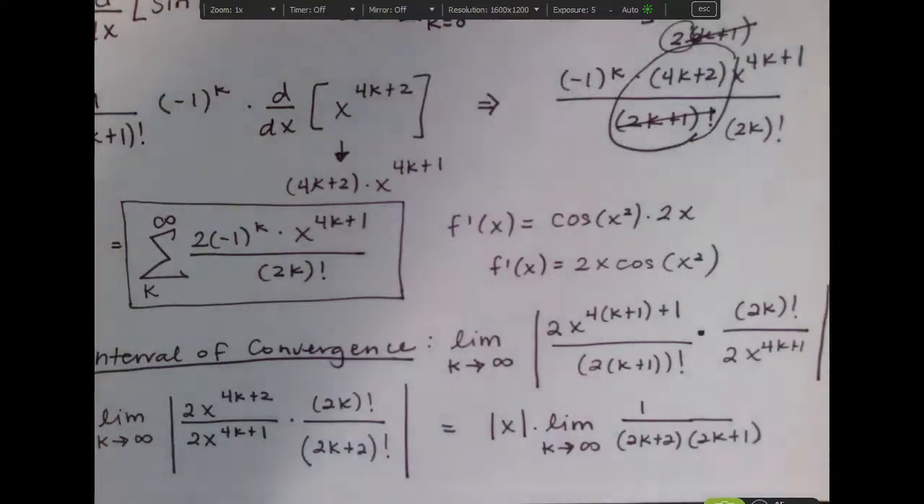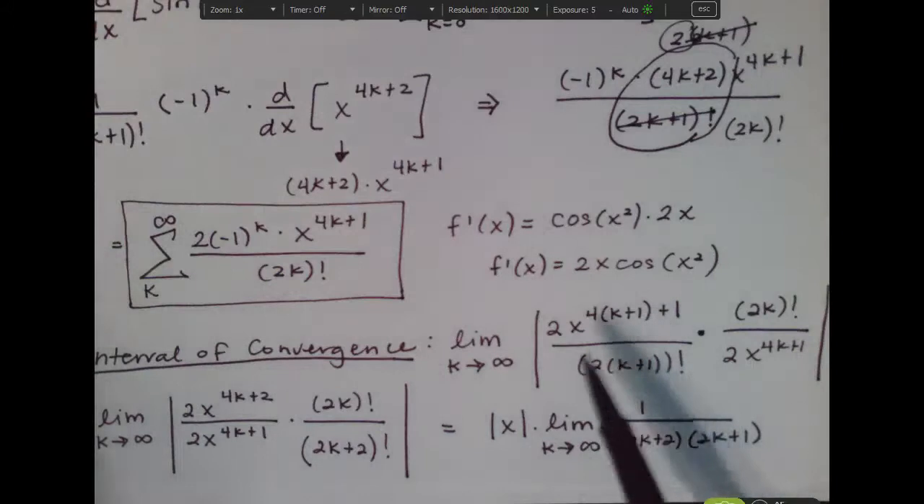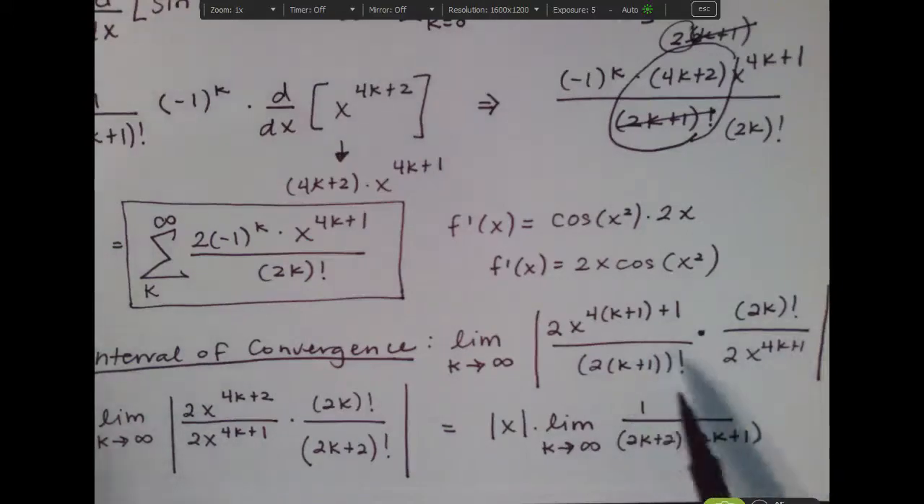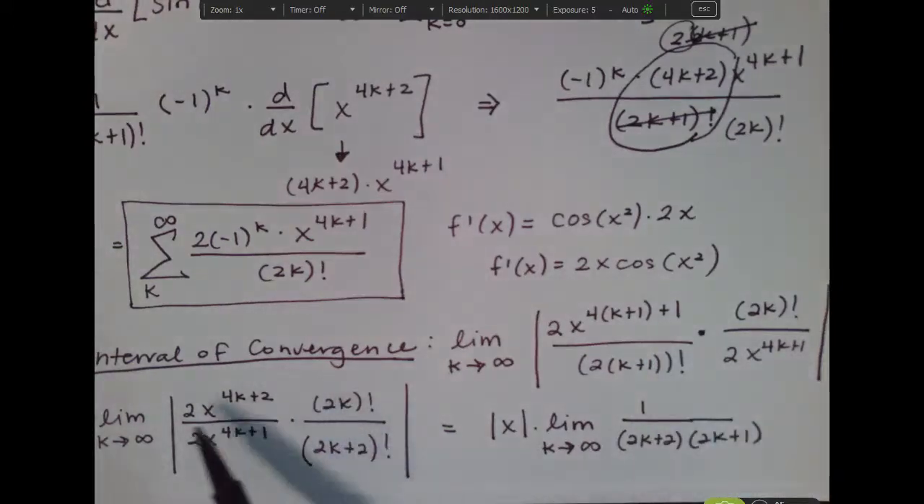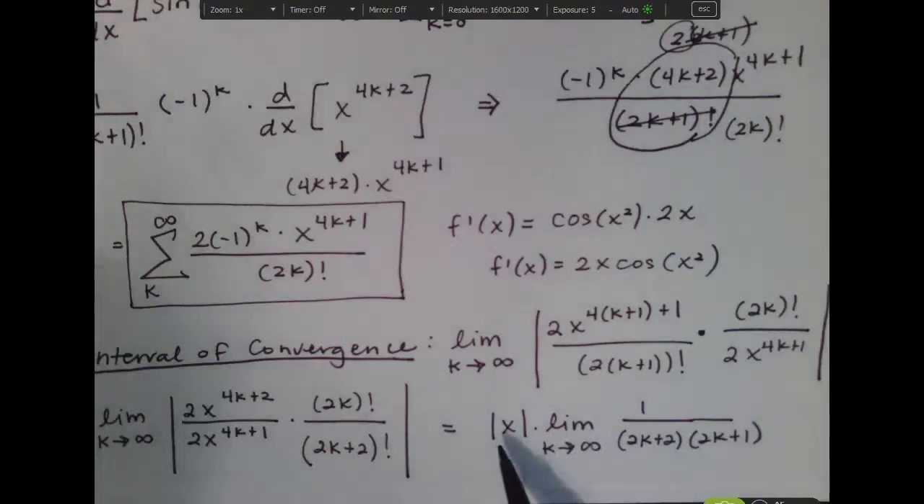Now that you've paused and taken a minute to complete this ratio test, let's go ahead and talk about what the correct interval of convergence is. So as I take all of this and I line up some of the like terms here, the 2x raised to the 4k plus 2 over 2x to the 4k plus 1, everything's essentially going to cancel or reduce here except for an x to the first in the absolute value form. So you can see over here that I've pulled that outside of the limit.